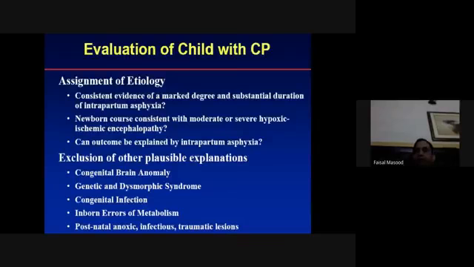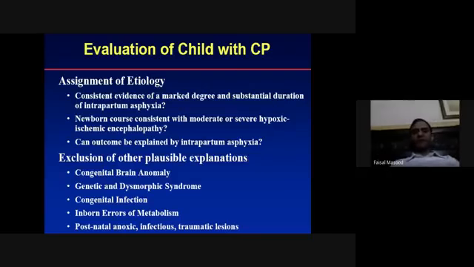How do you evaluate? First, assign the etiology, whether it is prenatal, perinatal, or postnatal. Then exclusion of other plausible explanations: congenital brain anomalies, genetic and dysmorphic syndromes, congenital infections, inborn errors of metabolism, postnatal anoxic, infectious and traumatic lesions.